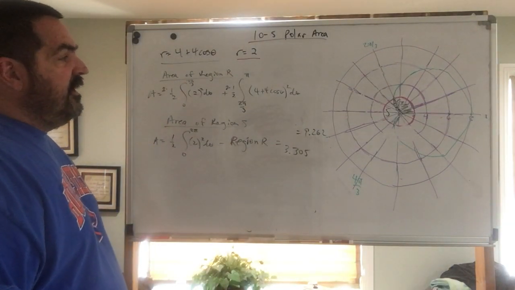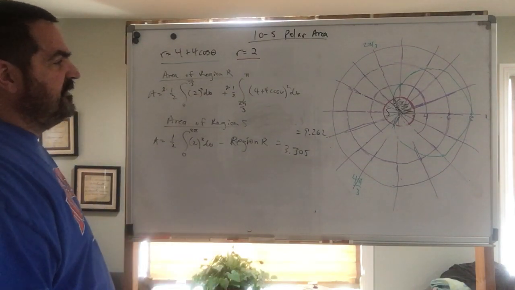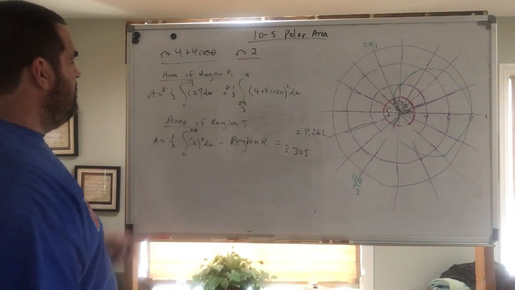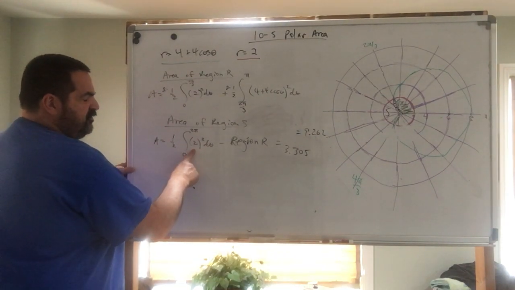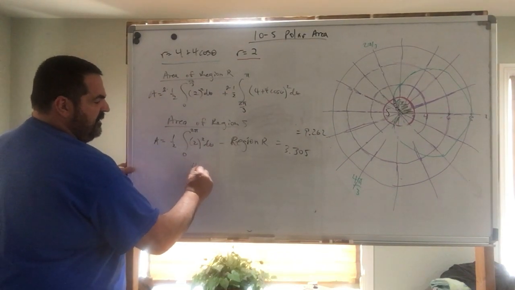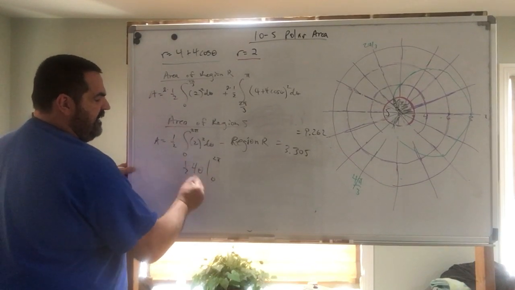You can do it real complicated. Do one minus the other. It gets really complicated, so that's probably the best way to do region S. All right, I showed you, I proved this to you. Well, let's see, this is 2 squared is 4. Integral of 4 is 4 theta, from 0 to 2 pi, and don't forget I got the half.